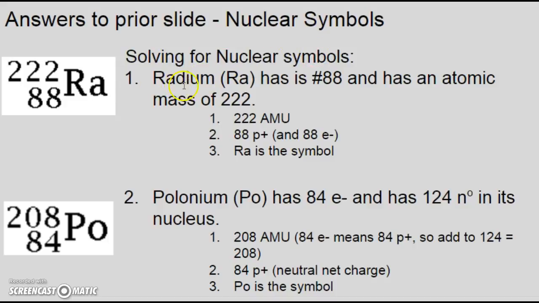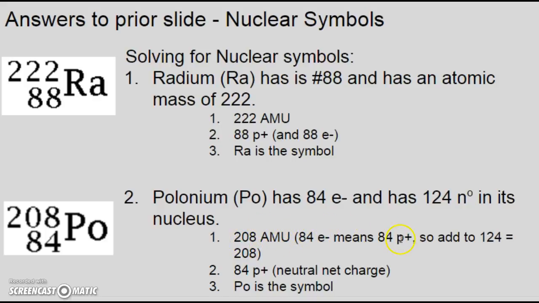So solving for nuclear symbols, radium, number 88. So Ra looks like this, 88 on bottom. It has an atomic mass of 222, so 222 goes on top. That's its atomic mass units. 88 protons, right? If it has 88 electrons, it has 88 protons, neutrally charged, naturally occurring. And Ra is the symbol for radium. Polonium here has 84 electrons, right? Therefore, we know it has 84 protons in this case, so 84 is the atomic number. 84 protons, 84 electrons, net charge 0. Has 208 AMU.